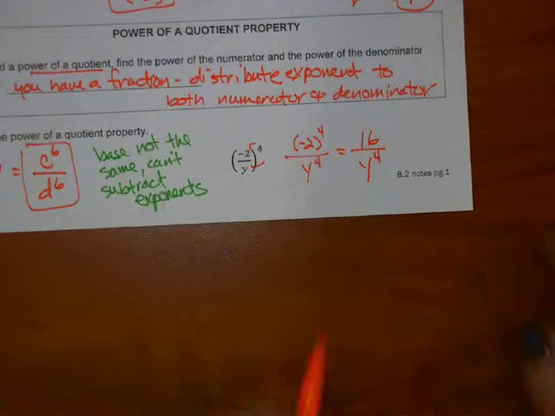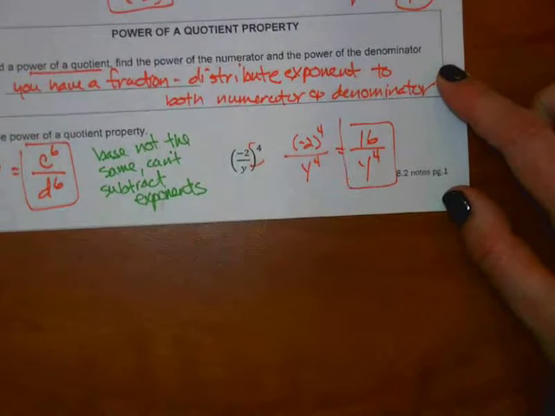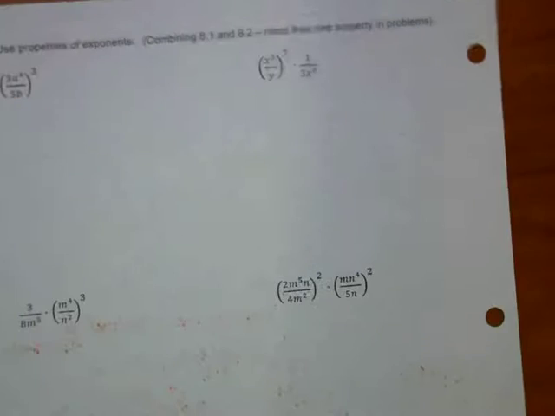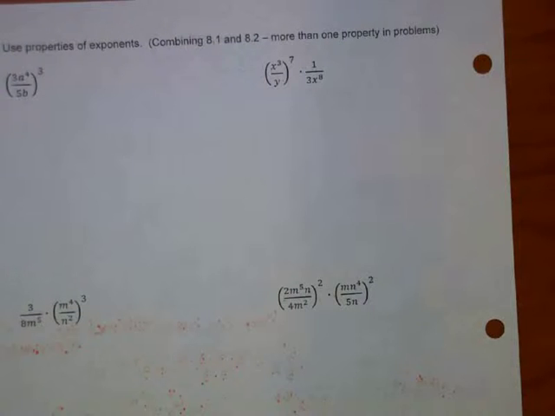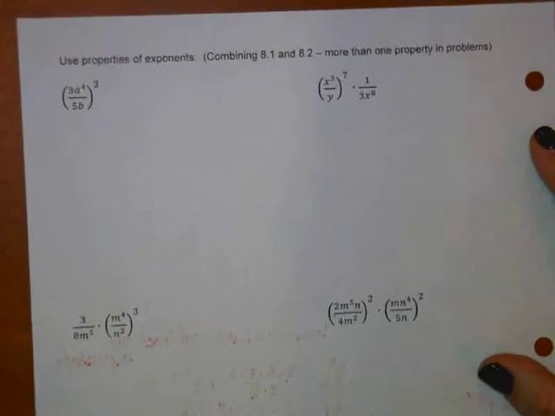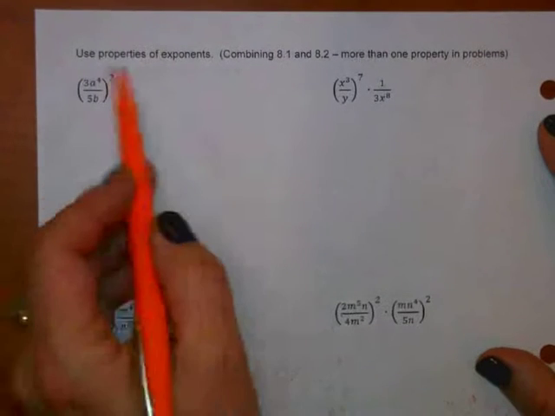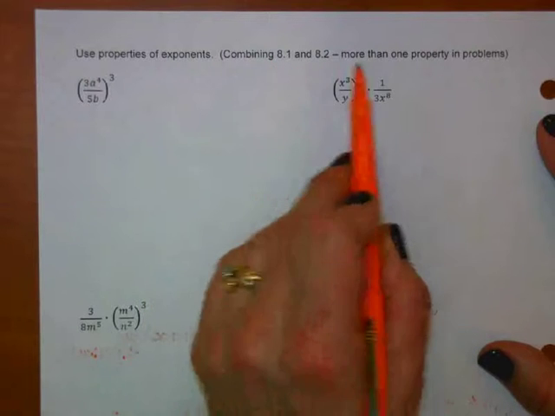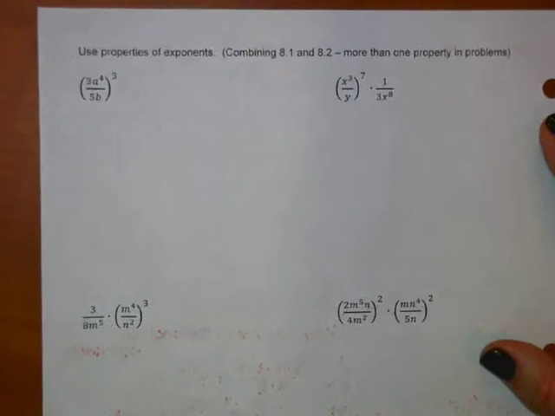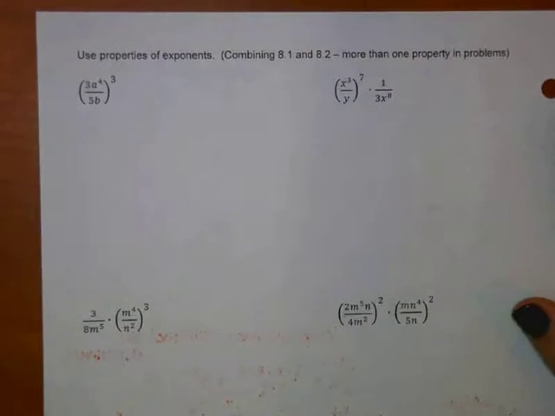All right, turn it over. So now we start putting a bunch of stuff together. Yesterday's stuff, today's stuff, we'll put it all together. Use the properties of exponents. We're combining 8-1 and 8-2, and there's more than one property in these problems. We've got 4 problems to do. You ready? I'll wait.